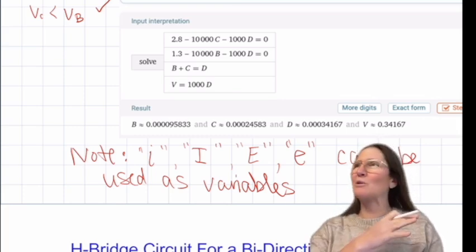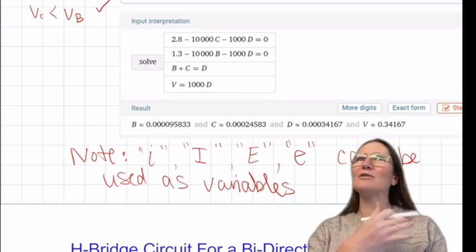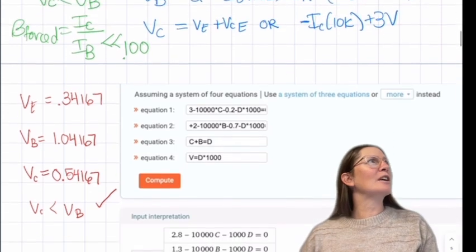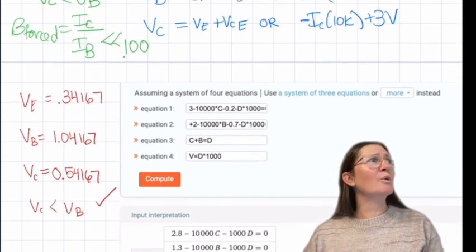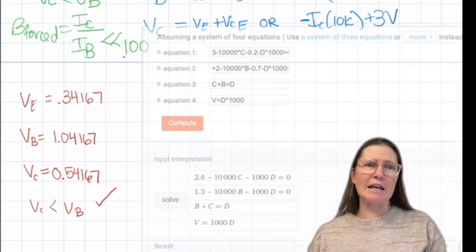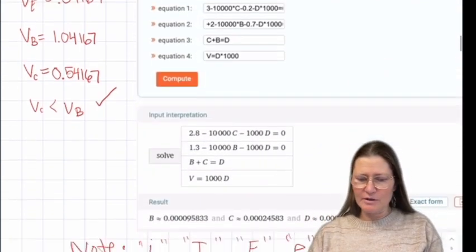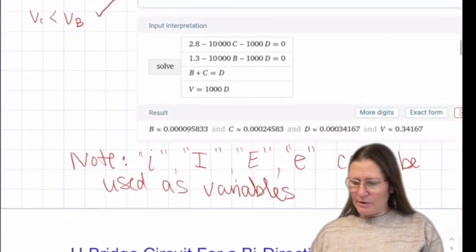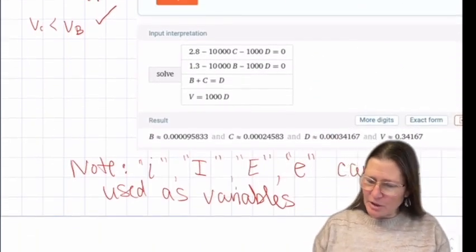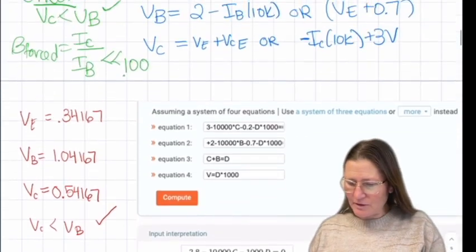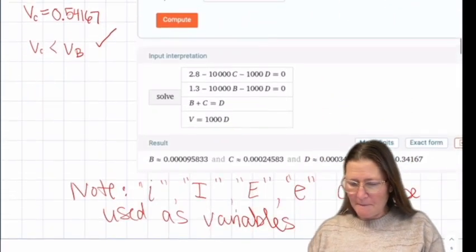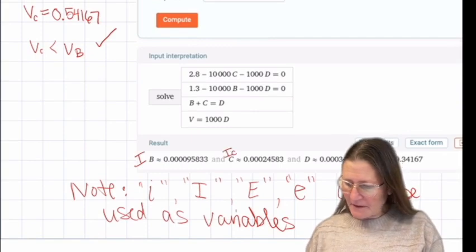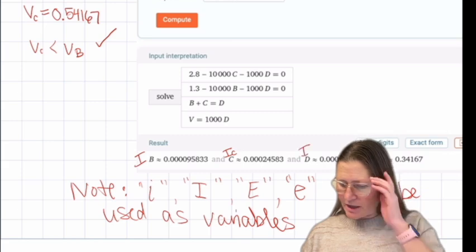This will give you an exercise to be able to put your values in and make sure they are the same values as these. I wrote down what I had put in for the equations and then what the end value results were. So B was I_B, and this was I_C, and D was your I_E.